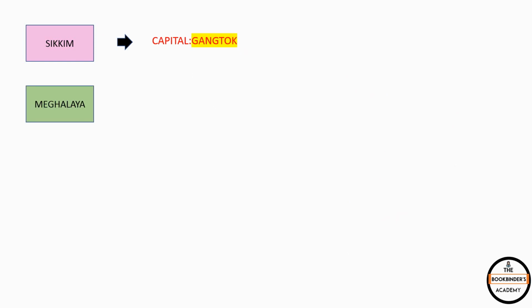Now that we're done with the map locations, let's move on to state capitals and state and city nicknames. The first state is the state of Sikkim. Sikkim's capital is Gangtok. The next state is Meghalaya. Meghalaya's capital is Shillong, and it is referred to as the abode of clouds. This is because Meghalaya literally translates into the abode of clouds.